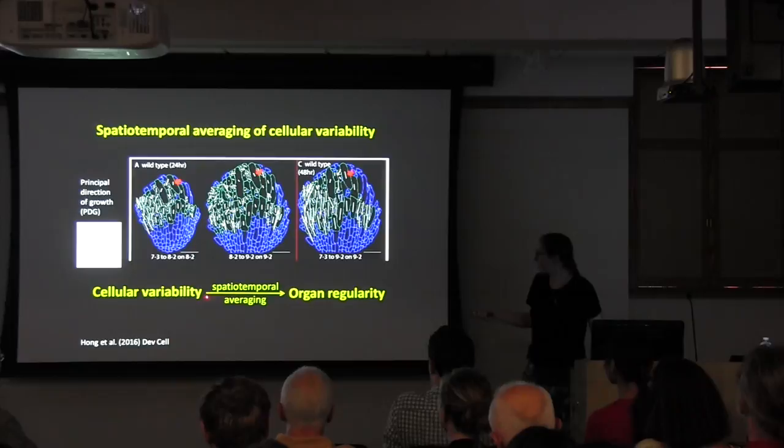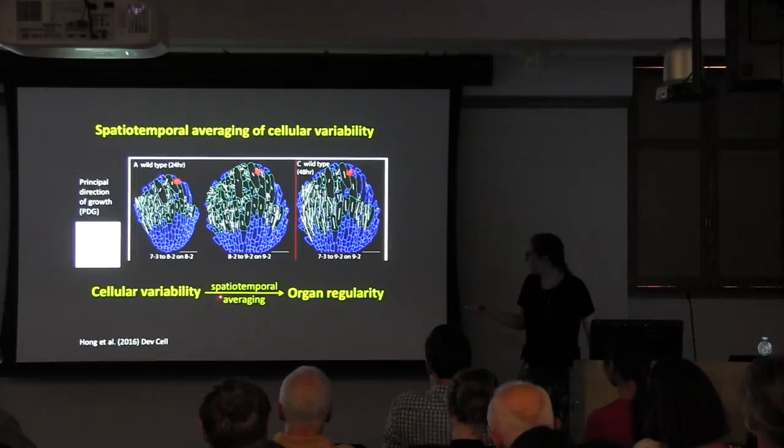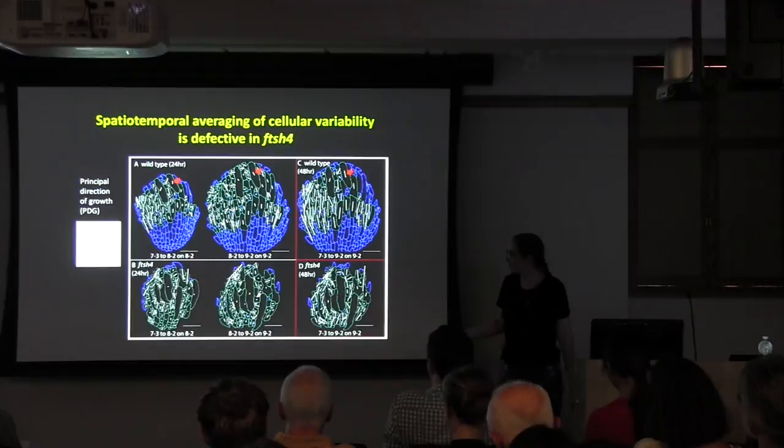So cellular variability is undergoing spatial-temporal averaging. This is a concept from physics that we're now seeing in biology to produce organ regularity. So what about the mutant? The mutant's variable, but it doesn't do this spatial-temporal averaging.